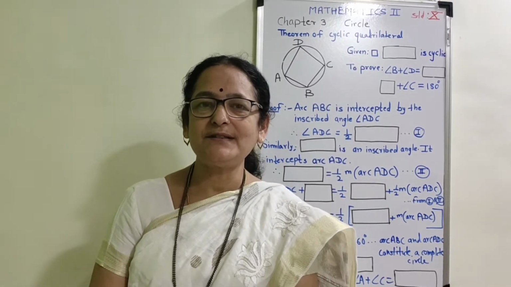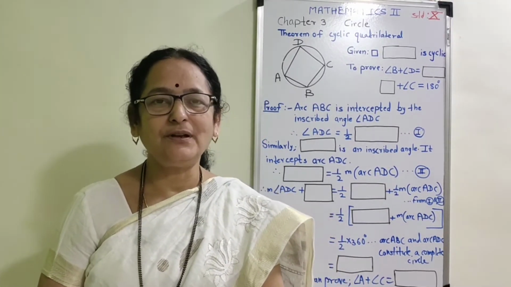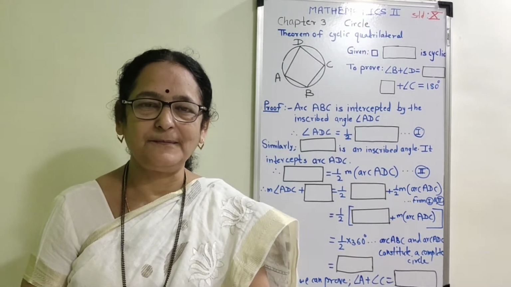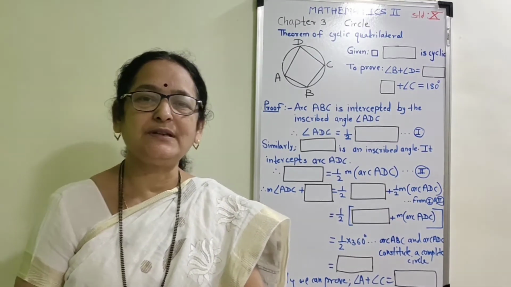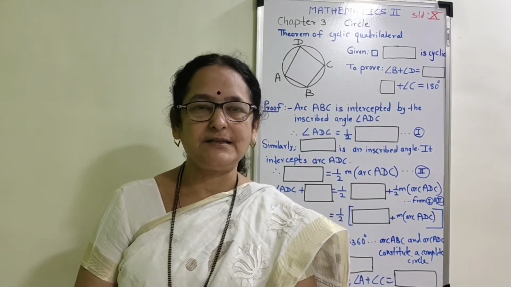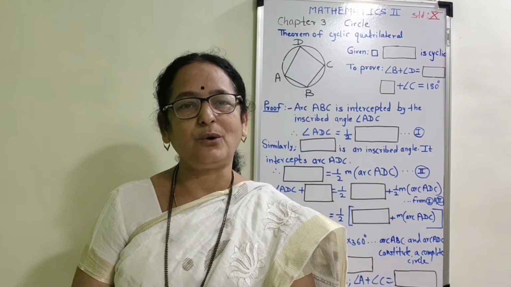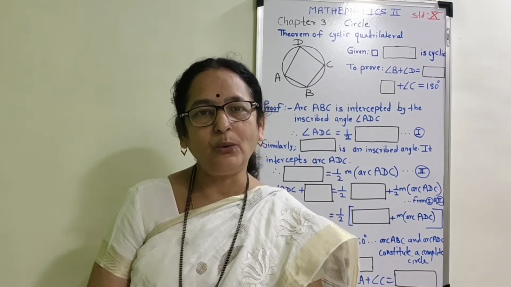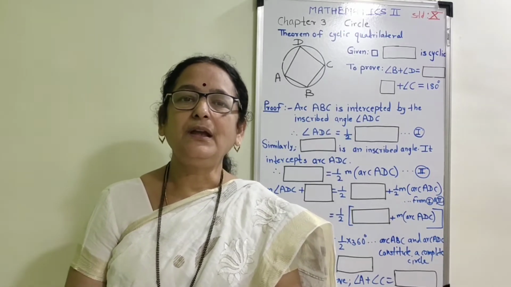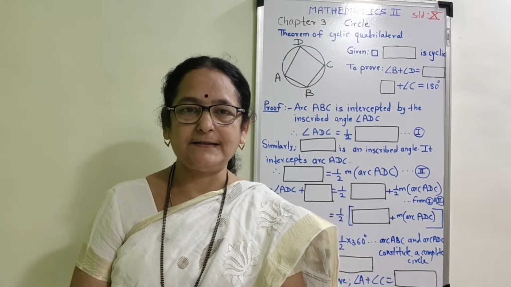Welcome dear students. Today we are going to learn an important topic from our third chapter, circle. First of all, I am going to explain one concept: when a quadrilateral is said to be a cyclic quadrilateral. We all know that a quadrilateral has four different vertices.